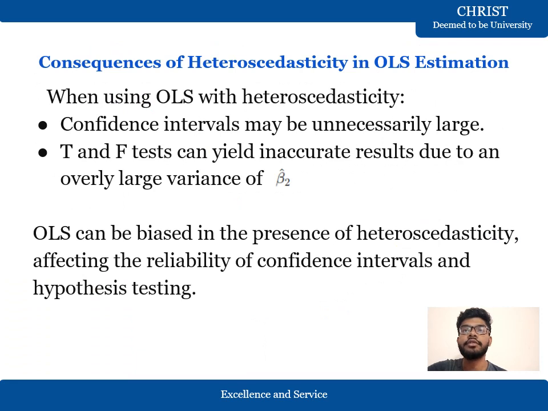Consequences of heteroscedasticity in OLS estimation. When using OLS with heteroscedasticity, confidence intervals may be unnecessarily large. T and F tests can yield inaccurate results due to an overlarge variance of beta 2 cap. OLS can be biased in the presence of heteroscedasticity, affecting the reliability of confidence intervals and hypothesis testing.